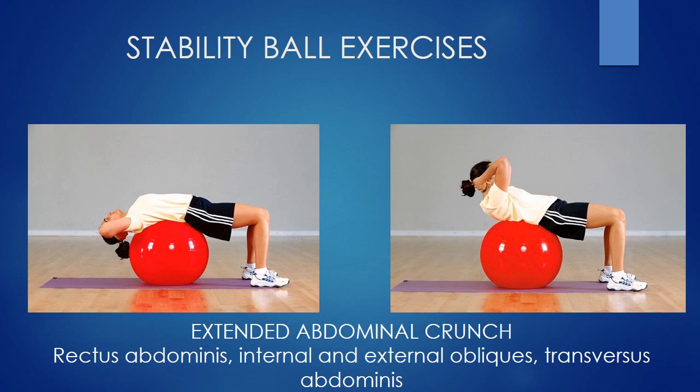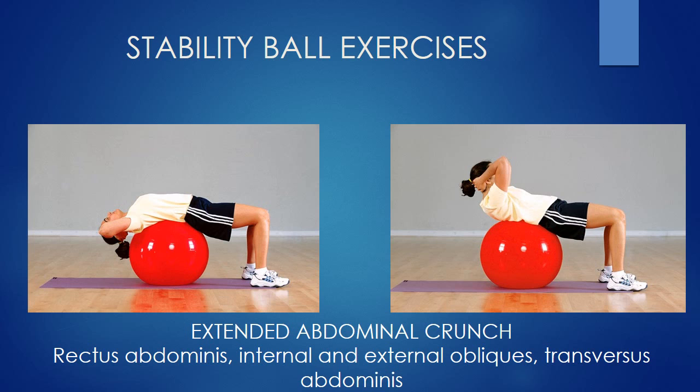So here's a couple of examples. Here's some stability ball exercises. This is the abdominal crunch exercise. Now, this abdominal crunch exercise, you're familiar with this, and this can be done, of course, on a stable surface, such as a stationary flat bench.